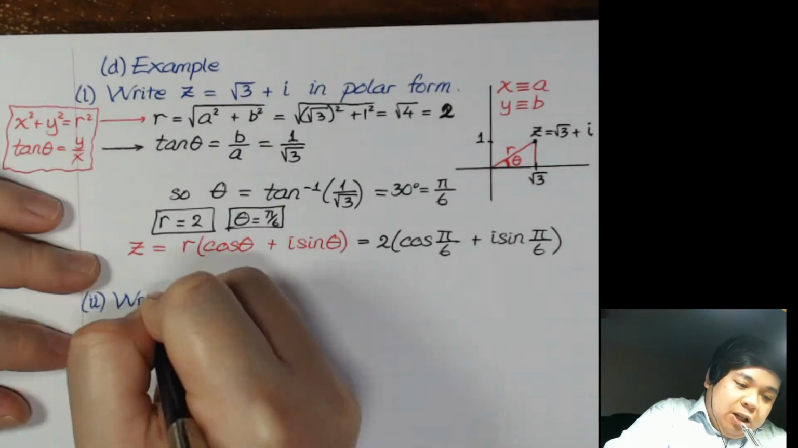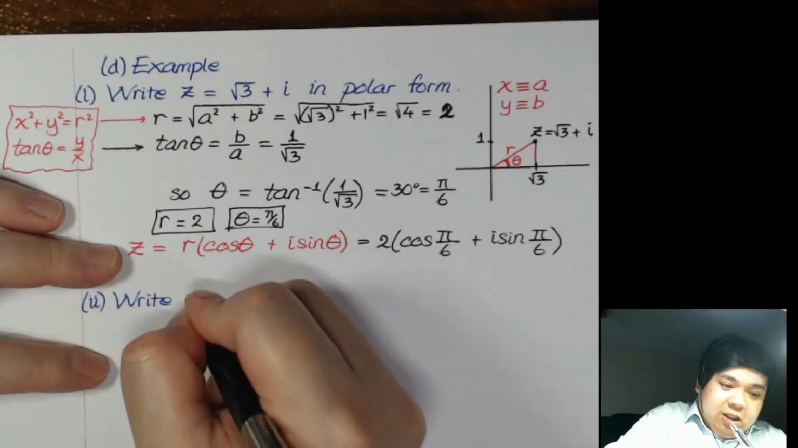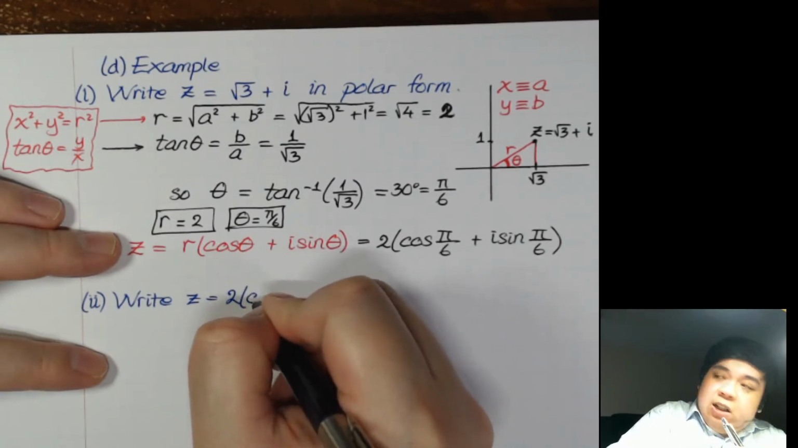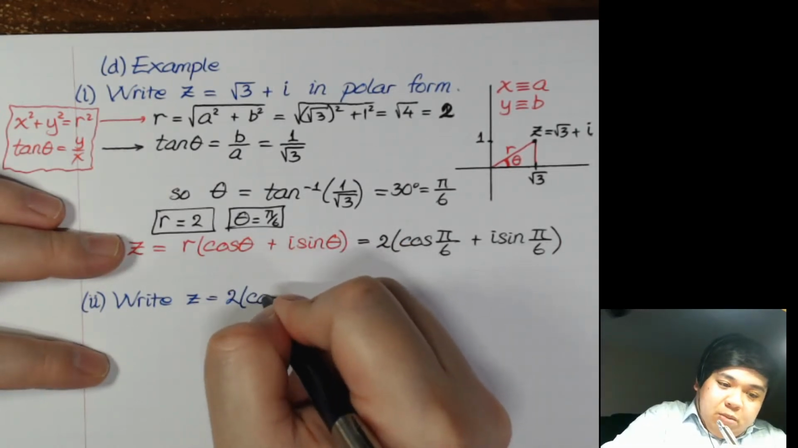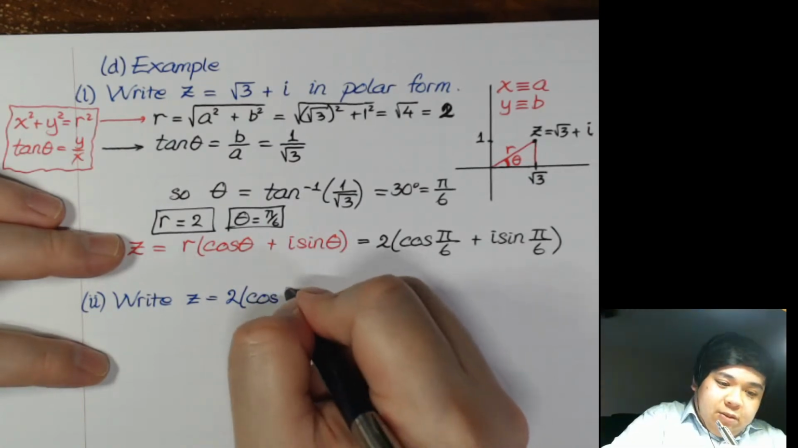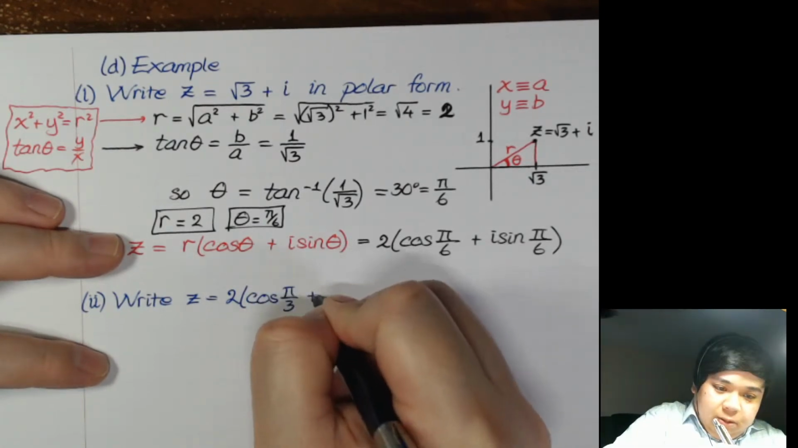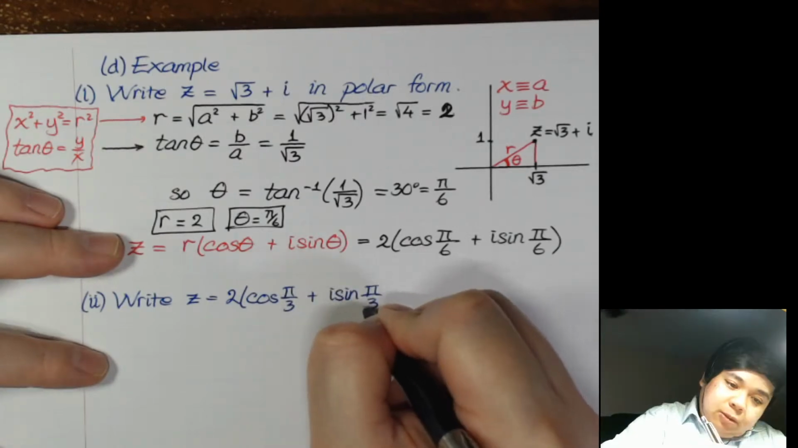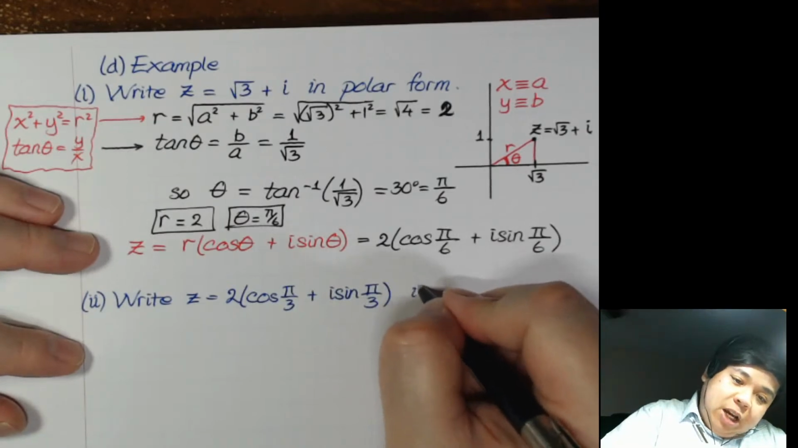Right. Next, we write the number in polar form in rectangular form.